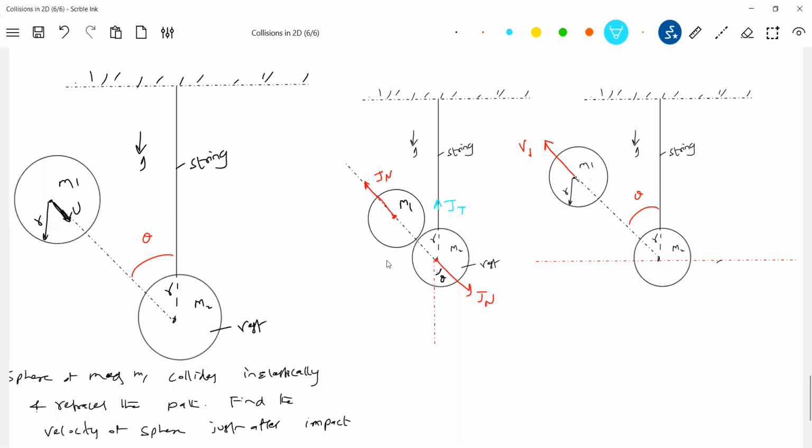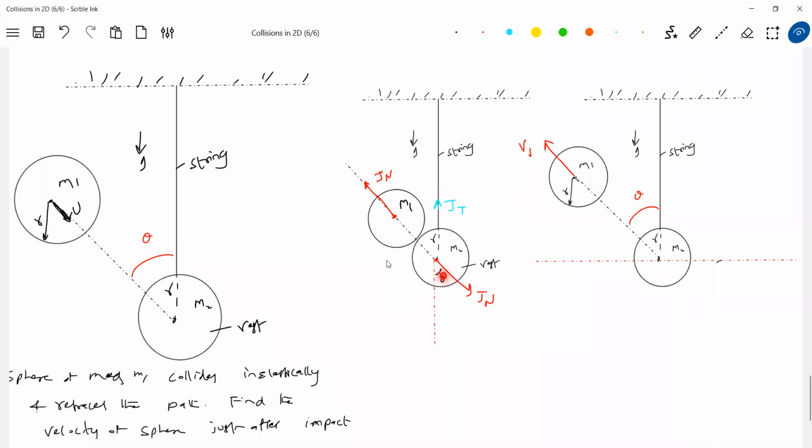How has this JT come? Because of Jn cos theta. Jn cos theta will try to pull the sphere vertically down, but as there is an inextensible string, the string will be jerked, and impulse JT will act here. So this was the overall sequence of what happened.